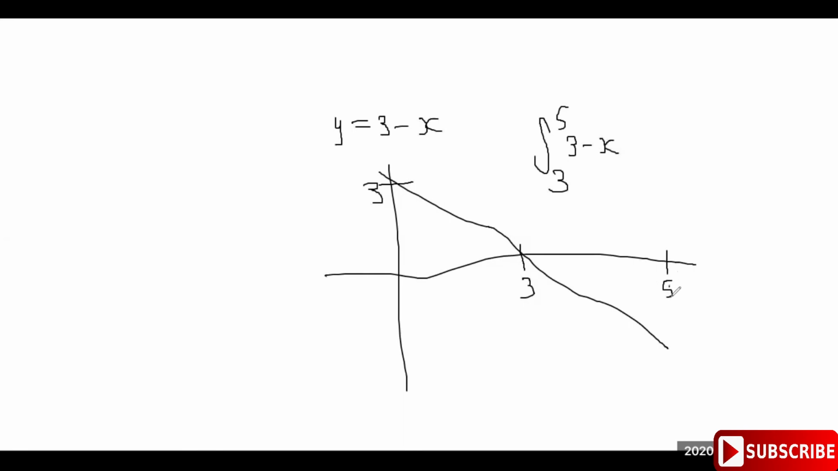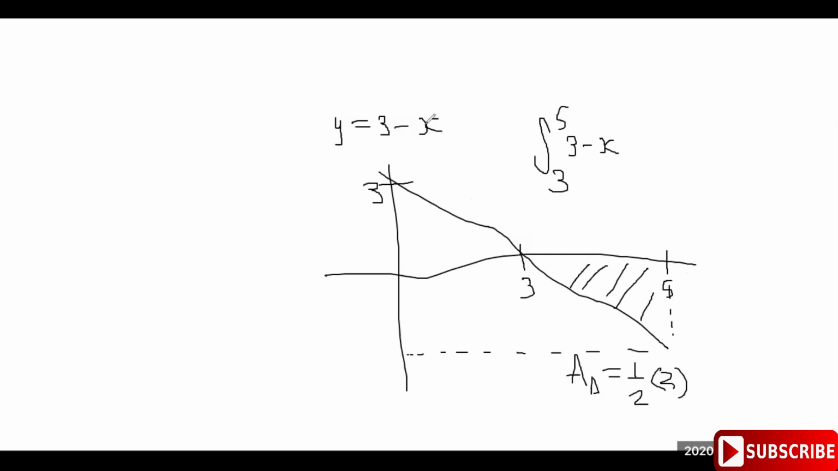So look at the triangle that we get from 3 to 5. This is the area that we want, the area of the triangle, right? Before we use integration, the area of the triangle would be half base times height. The base would be 2, so half of 2 times the height. The height corresponds to whatever y value this is when x is 5.